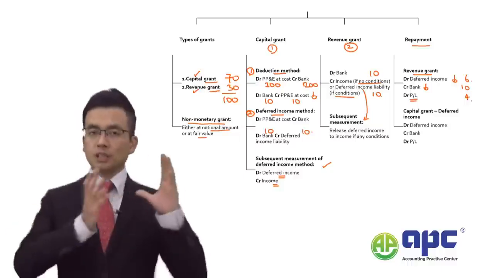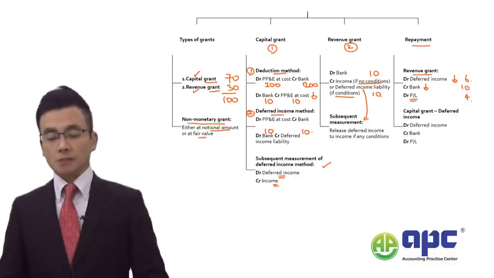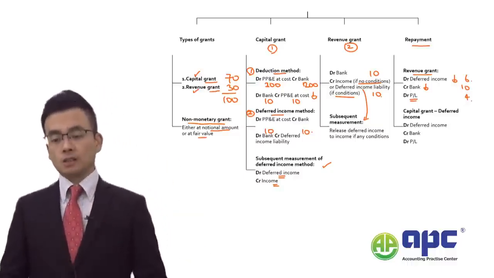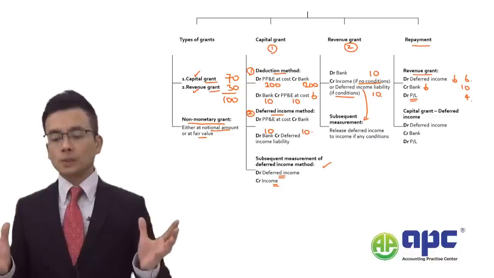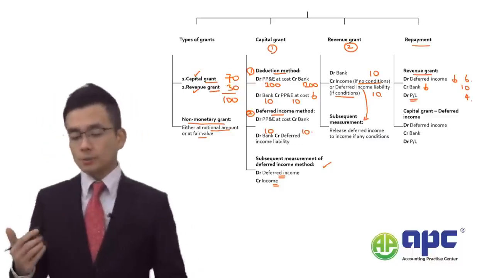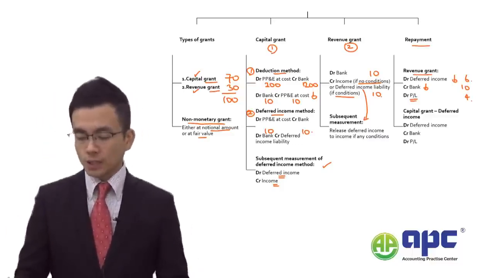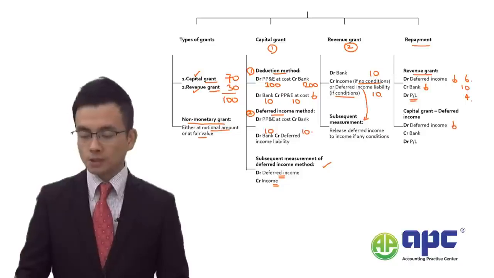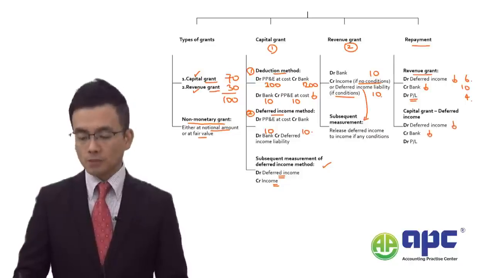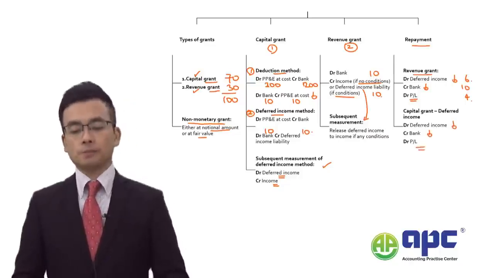In other words, the previous income, which I have already recognized, will not be an income any longer. For a capital grant, on the other hand, it's just the same, to reduce the deferred income liability and to reduce the bank, and the balancing figure, we put that into the P&L.